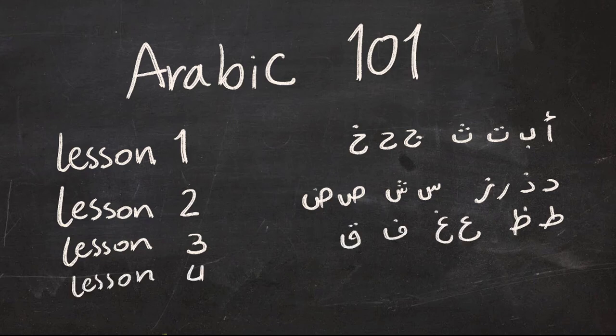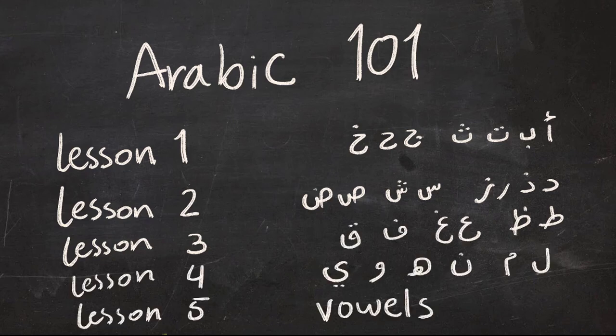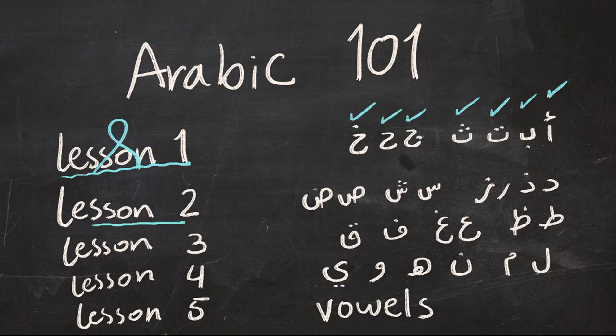In our previous lesson, we covered the first 7 letters: Alif, Ba, Ta, Tha, Jim, Ha, and Kha. So these were the first 7 letters of the first lesson. If you have any problems with the first 7 letters, make sure you check them out one more time before you proceed to lesson 2. Now let's get started with the second lesson.